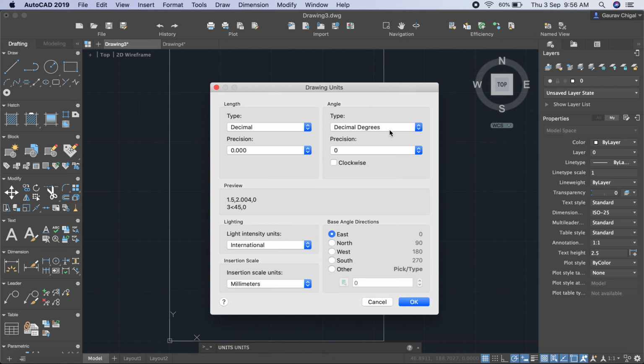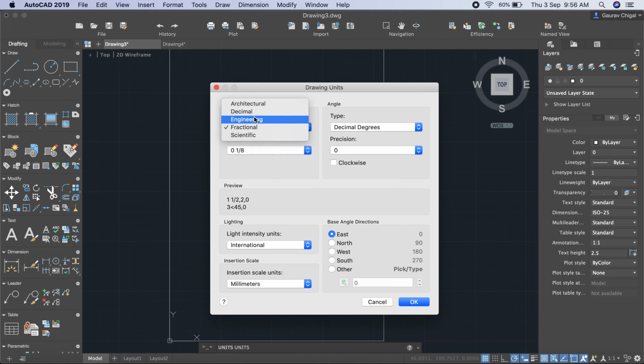Angle parameters have certain characteristics like decimal degrees. So you can change the type of these angle parameters, like you want to work in degrees, gradients, radians, and so on. For the metric system we always use decimal. This is the preview for the decimal system. If you change it to fractional, then you can see it is 1 by 2, not 1.5. Here it is 1 by 8.